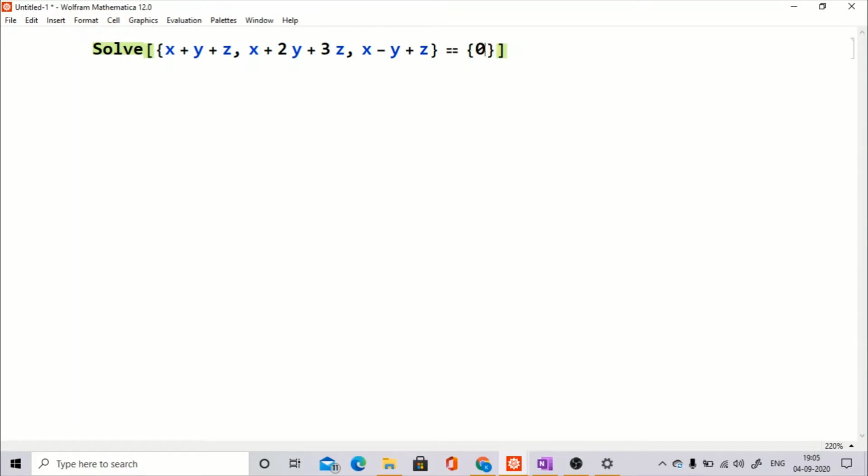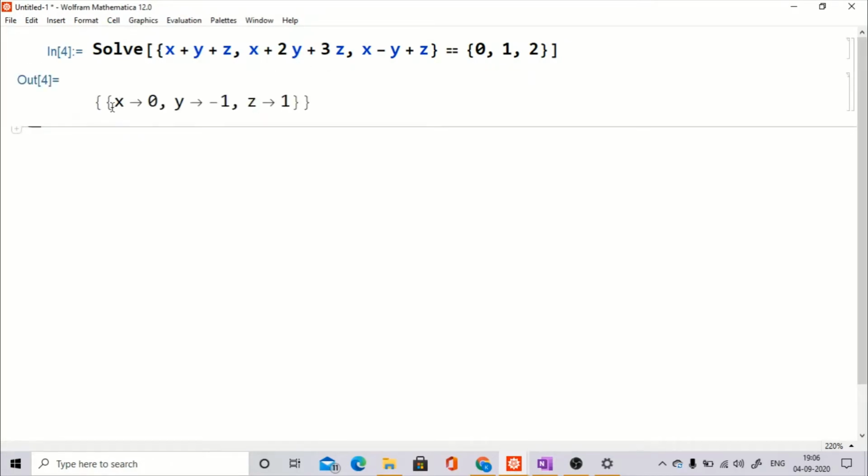So it is basically 0, 1 and 2. So basically you are having three sets of equation: x plus y plus z is equal to 0, then x plus 2y plus 3z is equal to 1, and x minus y plus z is equal to 2. So it is pretty straightforward. You have to just write this much, and you can see the values of x, y and z are generated. So it is that simple in Mathematica.